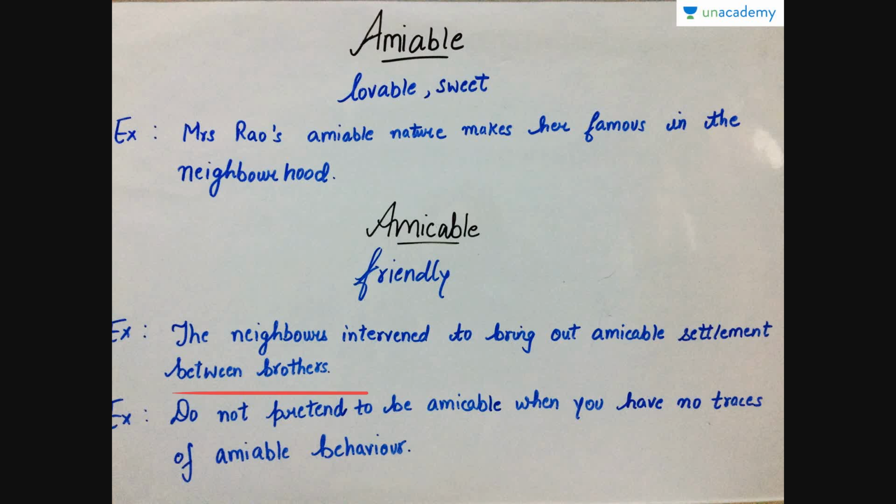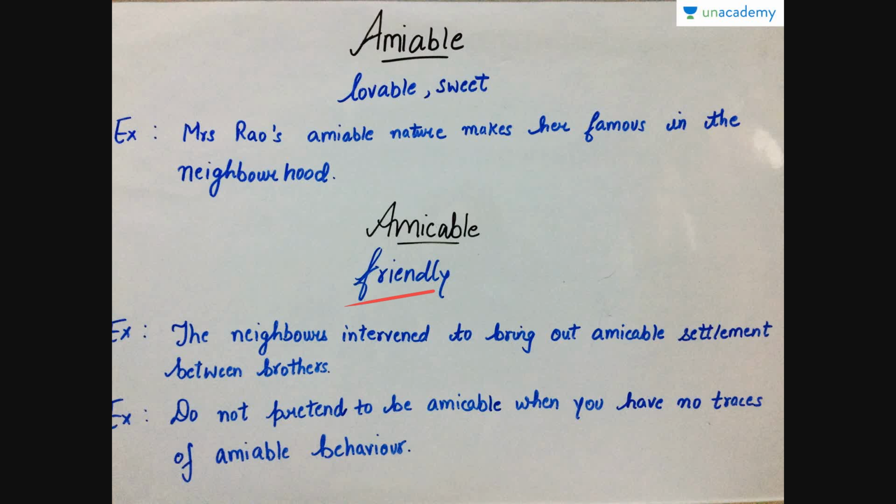The next sentence, including both the words: do not pretend to be amicable when you have no traces of amiable behavior. Which means do not try to be friendly when your behavior doesn't support the traces of amiability, that is, when you are not lovable or sweet. Hence, these words are different from each other.